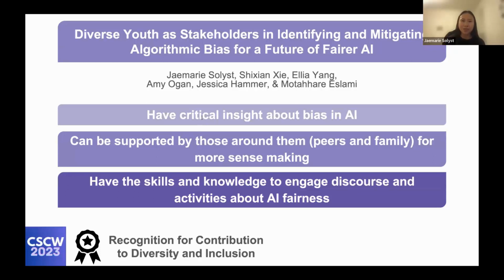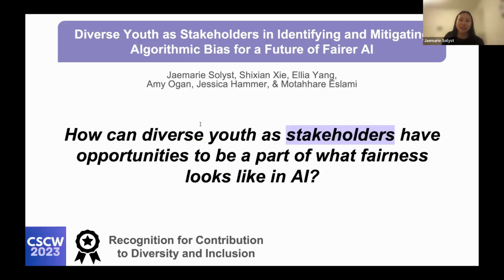They can be supported by those around them for more sense-making. And we also observed that they have skills and knowledge to engage in activities about AI fairness that have so far only been explored with adults. And so I really aim to set the foundation to focus on not if, but how can diverse youth as stakeholders have opportunities to be a part of what fairness looks like in AI? So I think there's a lot of opportunity for the future to really explore this further.